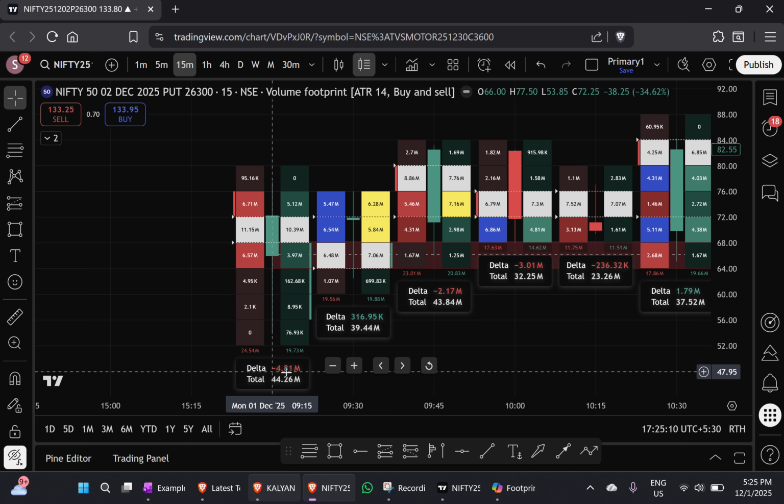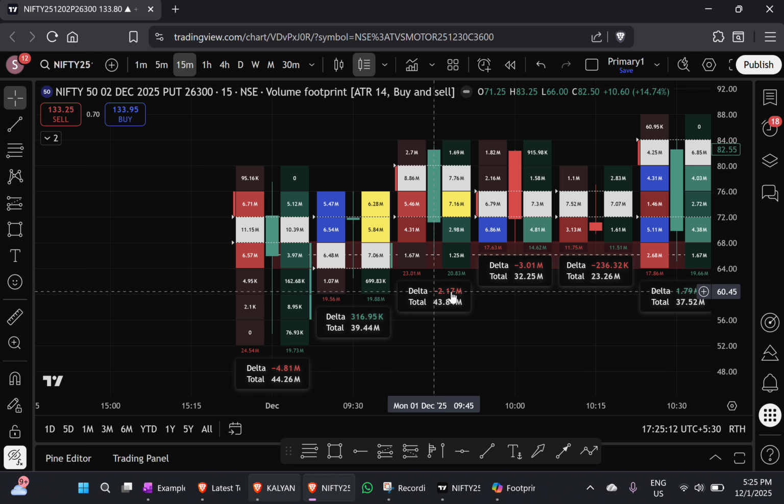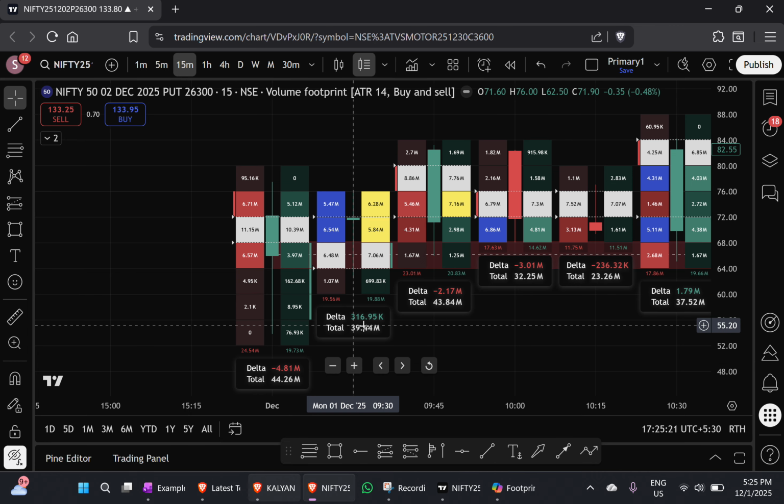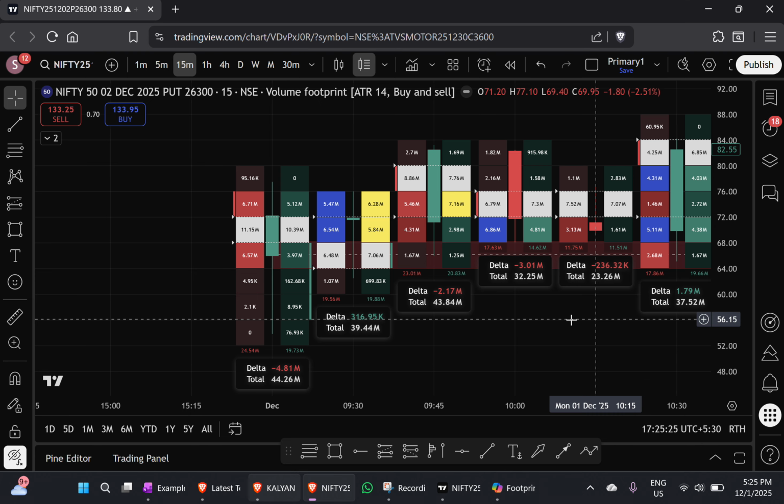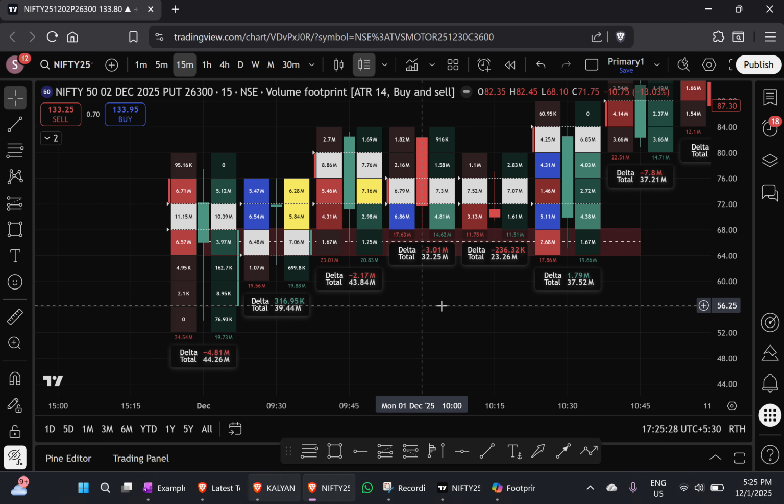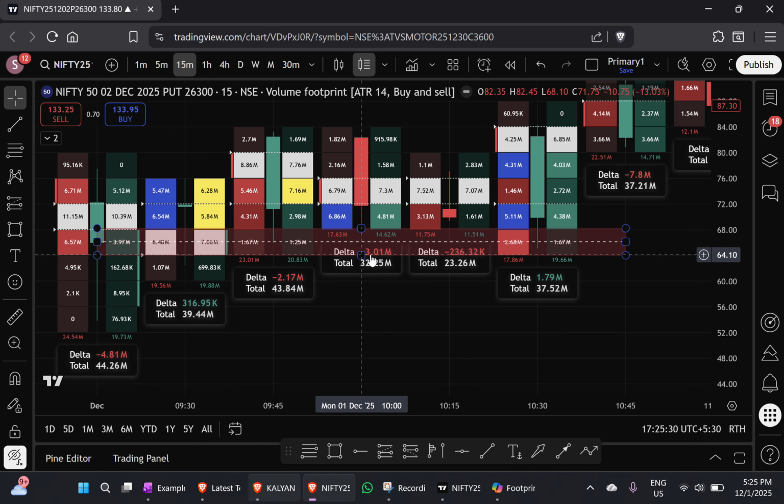The first candle was minus 4.81, the second candle is minus 2. So 50% of the volume is reduced. That's clearly indicating that the buyers are stepping in. And 316K here is the second hint, saying that they will enter slowly; they don't enter just like that, so that you get caught. The next candle delta is minus 3, and the next candle minus 3 million 236K. So the sellers are losing control of the option selling.